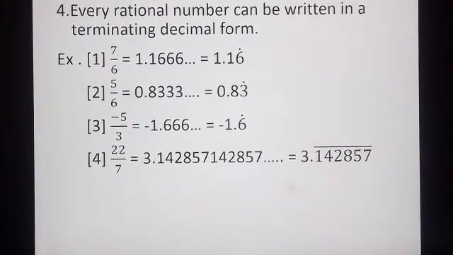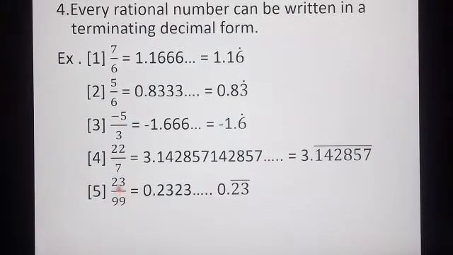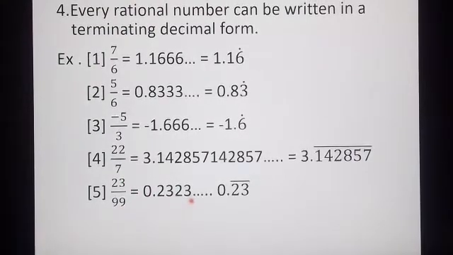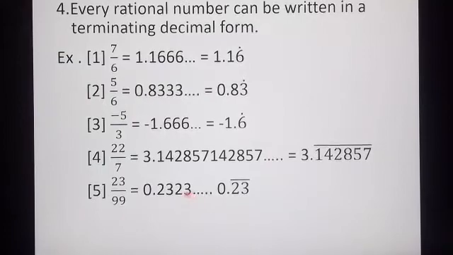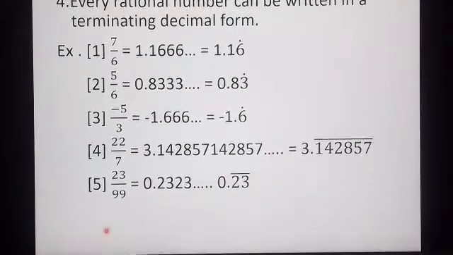This is a bar. Then the last example of this type, 23 upon 99. If you divide 23 by 99, what will you get? 0.2323, again 23, 23 is repeating. So, 0.23 bar. Okay children.